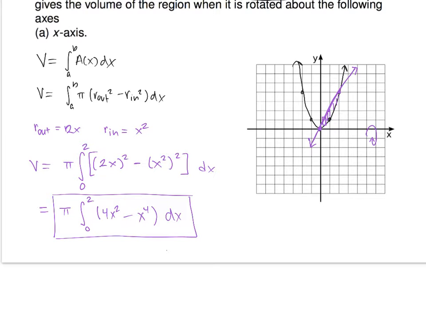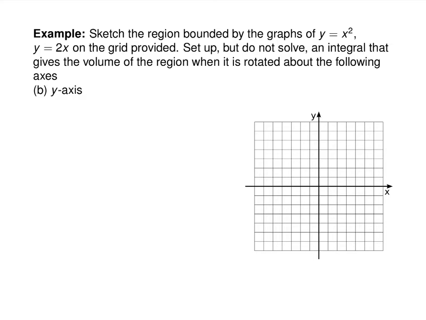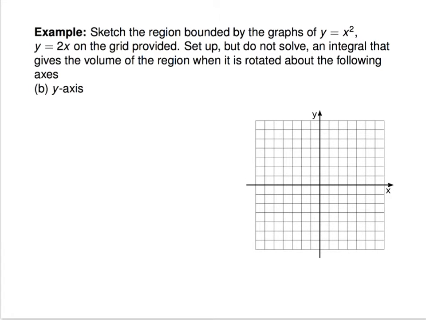So there's the x-axis. So same picture. I've got to redraw it. Y equals 2x and y equals x squared. So it looks roughly like this. Okay. So what if I spin around the y-axis now? Do I slice vertically or horizontally? Horizontally.